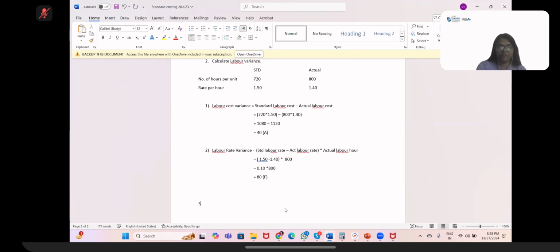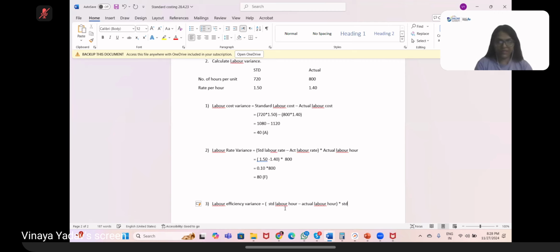Next, labor efficiency variance. The formula is standard labor hour minus actual labor hour into standard labor rate. One minute.